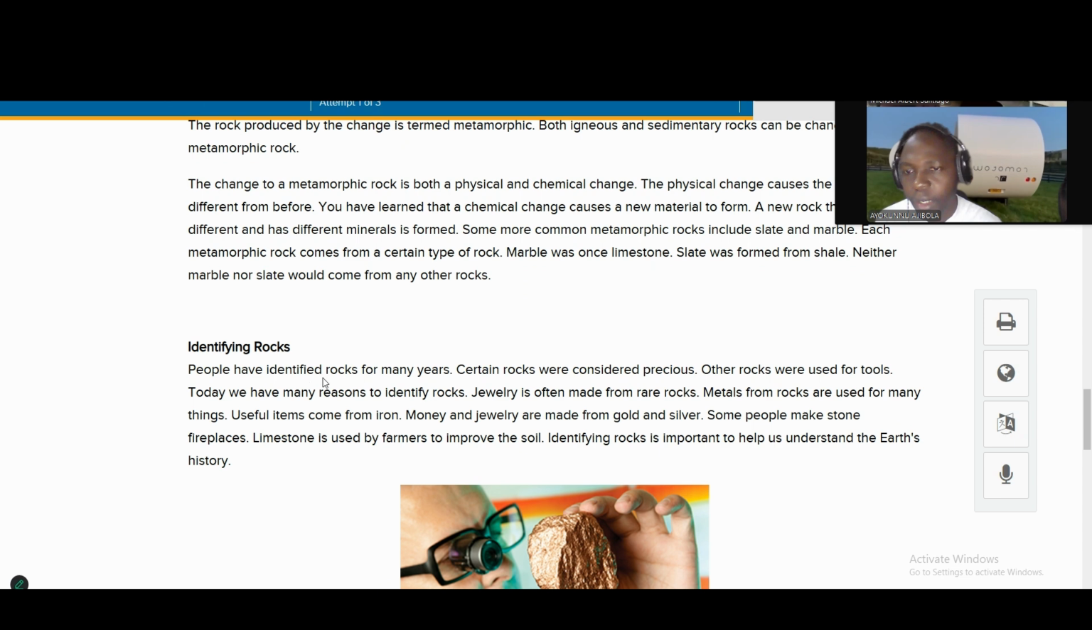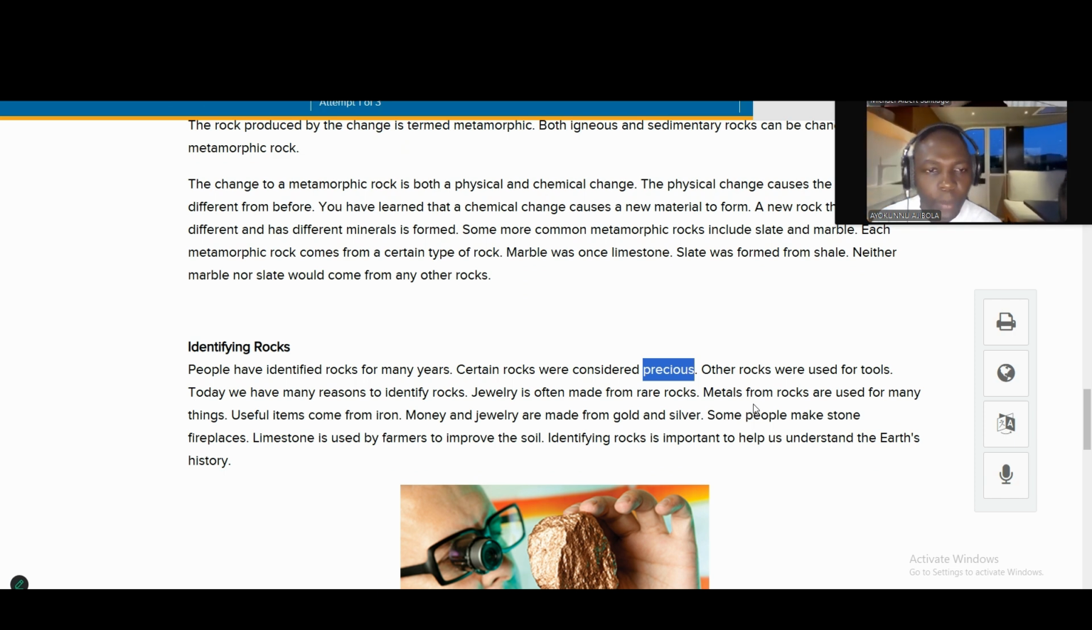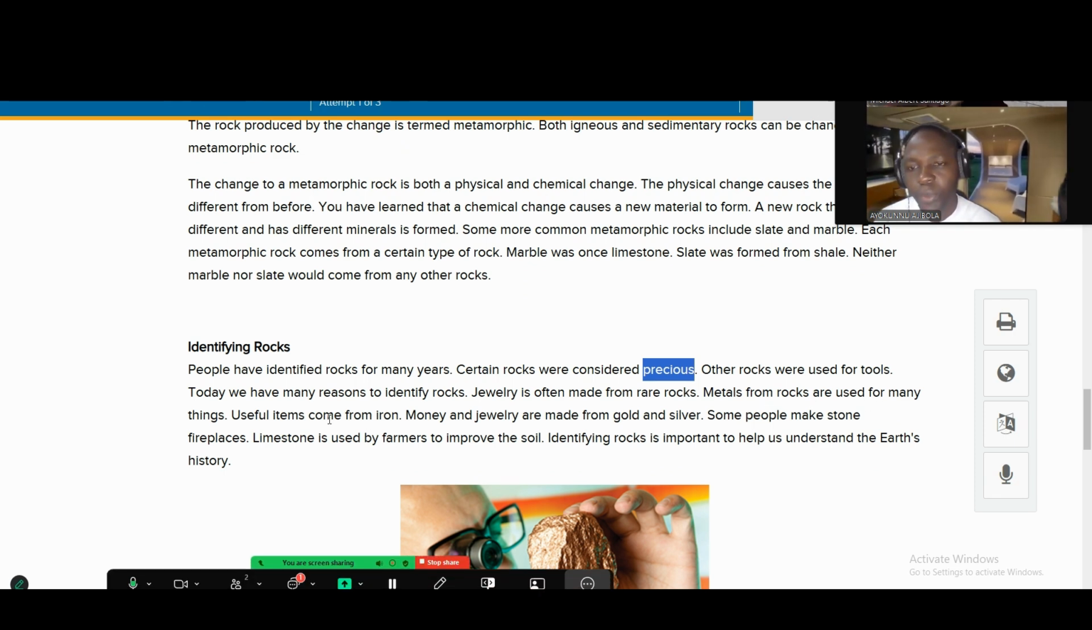Identifying rocks. When you find a rock, how do you identify the rocks? People have identified rocks for many years. Certain rocks were considered precious, other rocks were used for tools. Today we have many reasons to identify rock. Jewelry is often made from rare rocks. Metal from rocks is used for many things. Useful items came from iron.